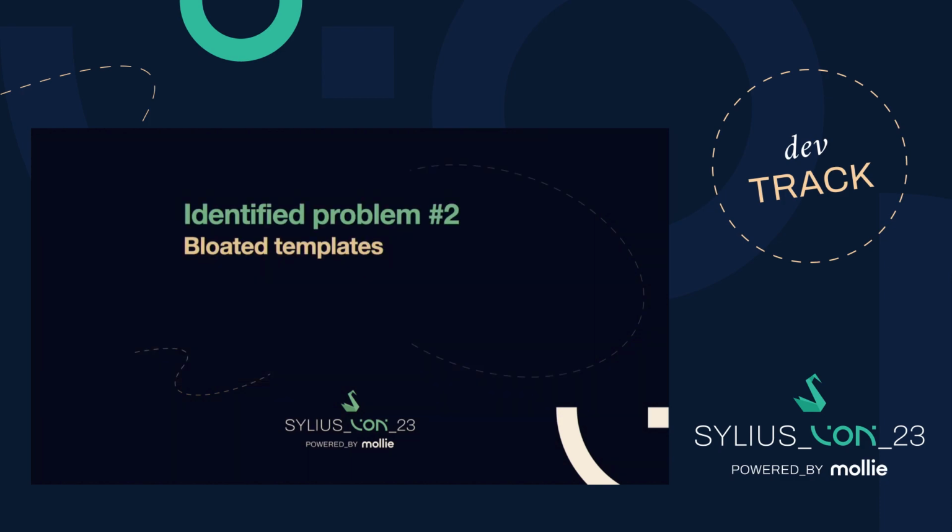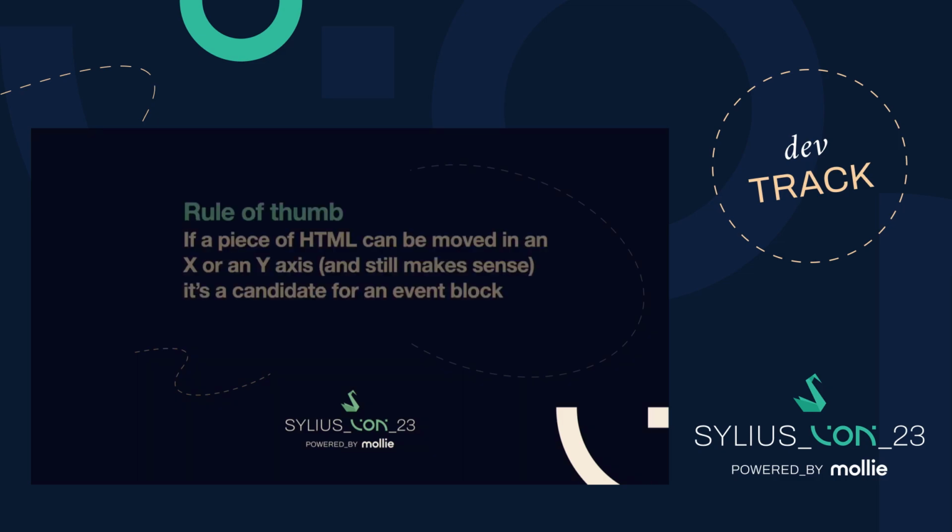And here I identified problem number 2, bloated templates. We have too much information, too many elements inside our Twig files. And I created a rule of thumb. If a piece of HTML can be moved on the X or Y axis and still make sense, it's a candidate, and it's important, it's a candidate for an event block. But let's see an example.